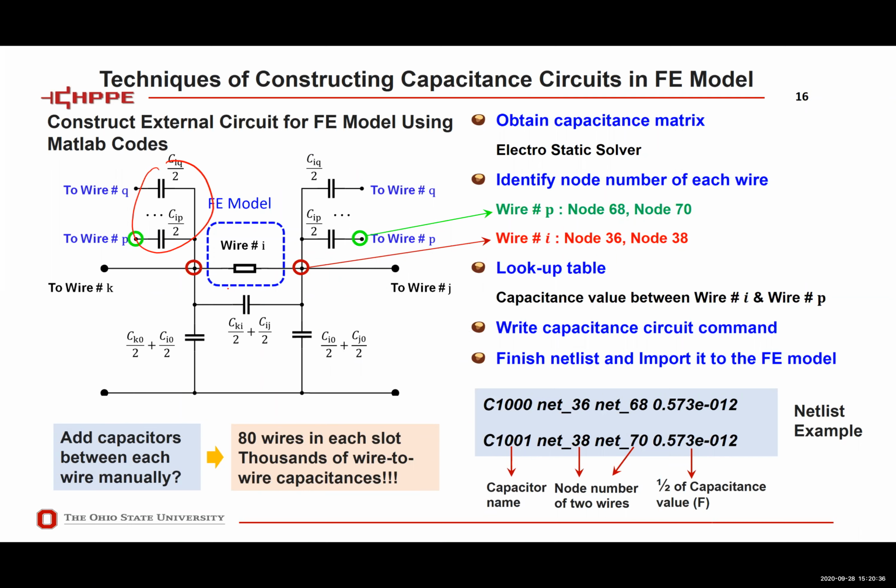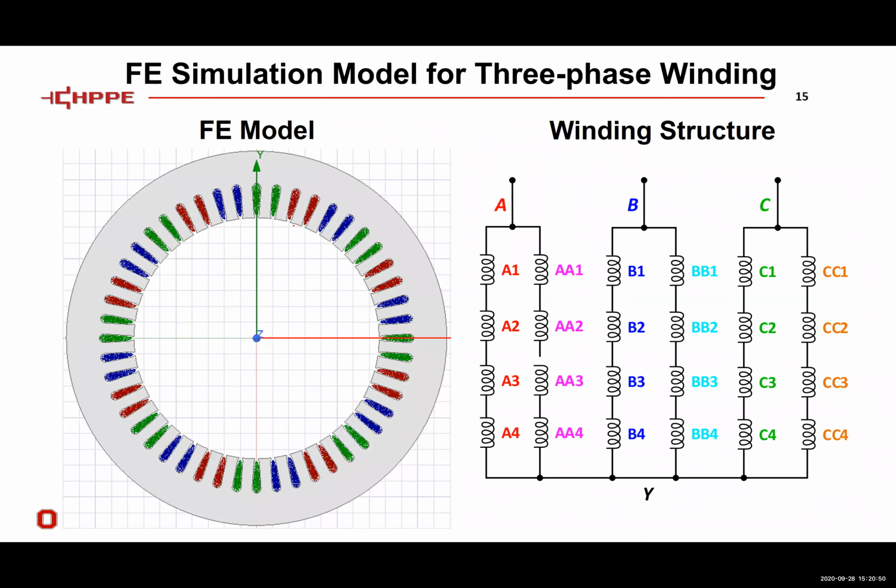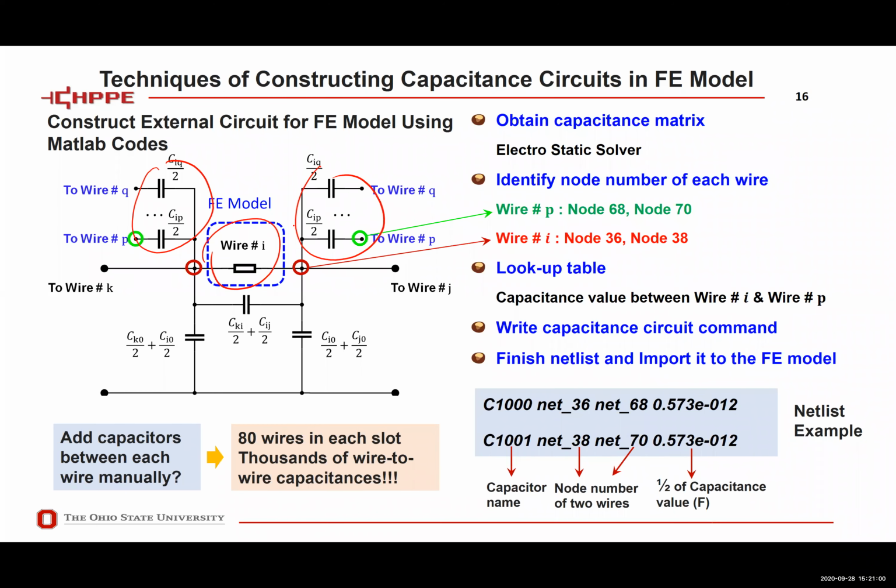the FE model of the wire. And you can imagine if you have like 6 conductors in one slot, it's not too bad. You can do everything manually. But when you do this structure here, where each slot has 80 conductors, you can imagine you have tens of thousands of capacitors you need to add into your simulation model. That's why it really doesn't make any sense to do it manually.